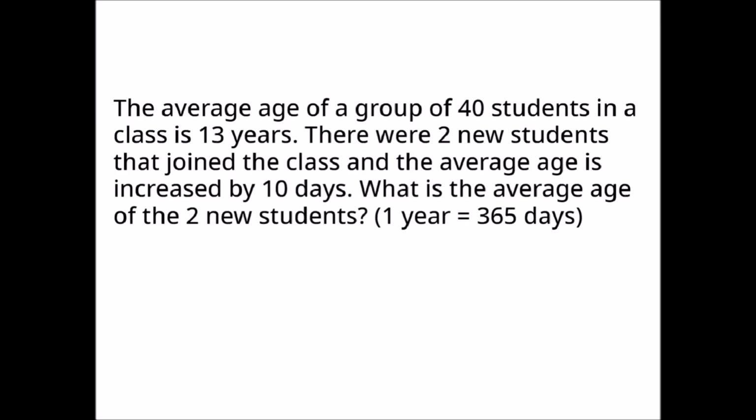The average age of a group of 40 students in a class is 13 years. There were 2 new students that joined the class and the average age is increased by 10 days. What is the average age of the 2 new students? 1 year equals 365 days. Let's start.